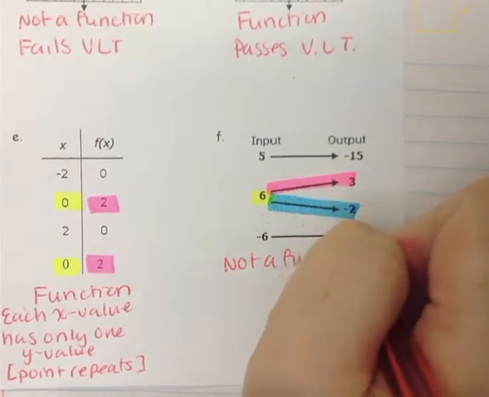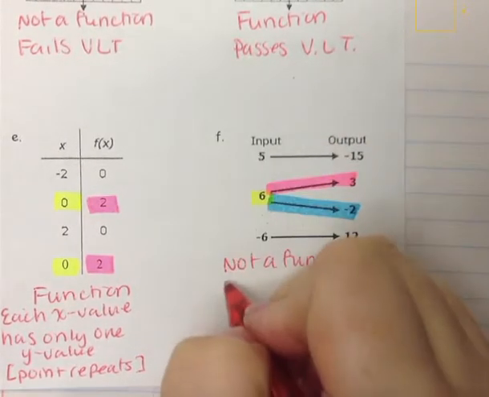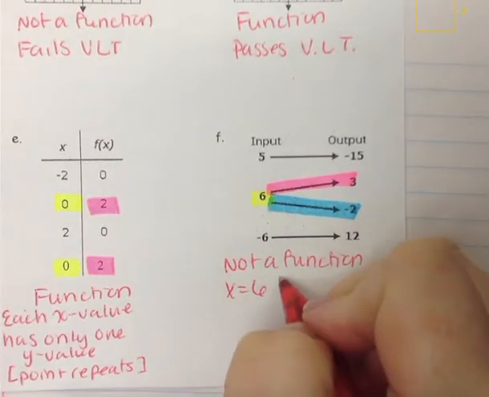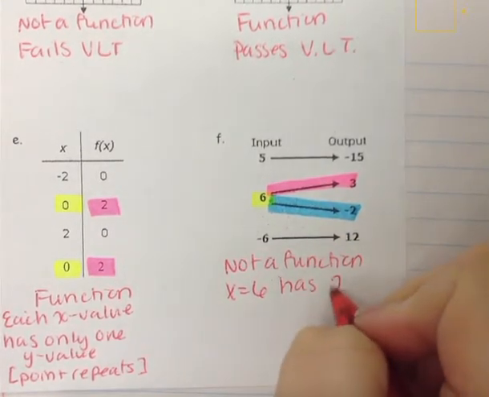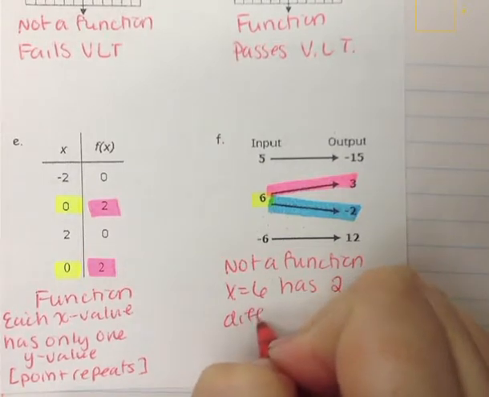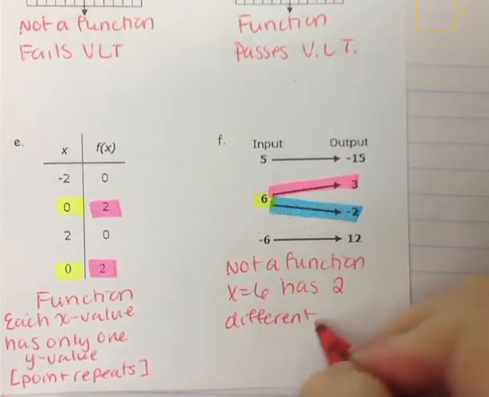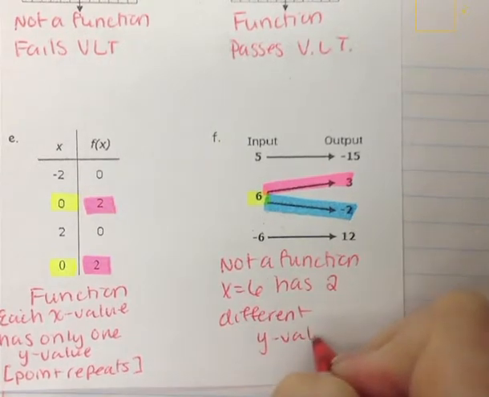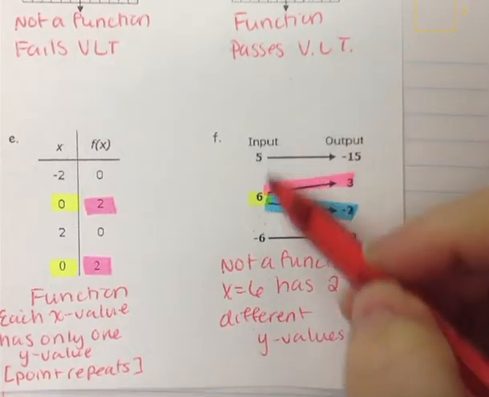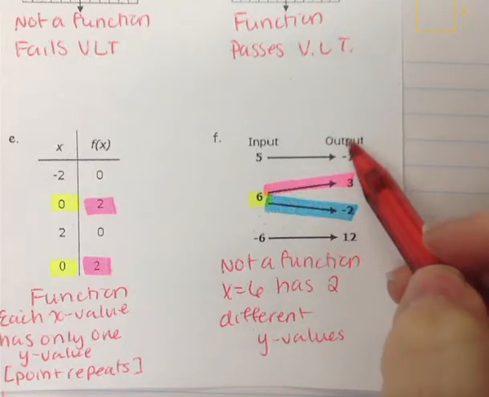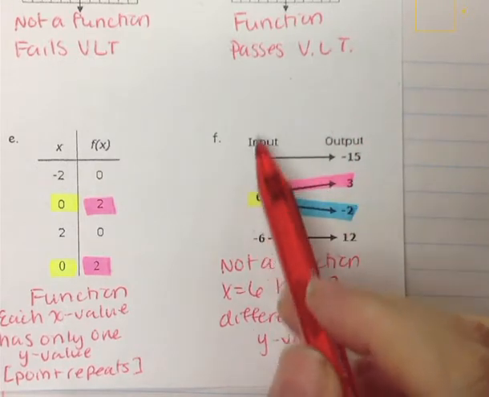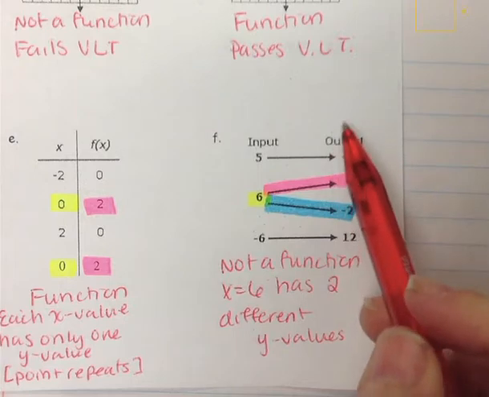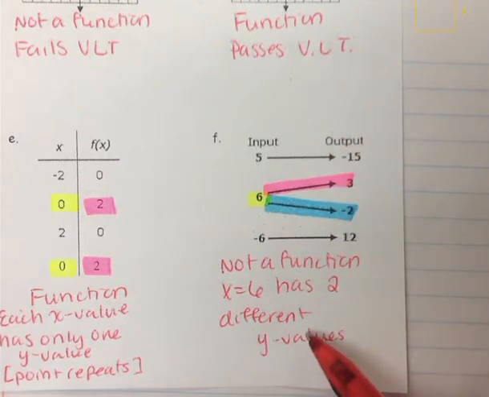This is not a function because that x equals 6 has two different y values. Now this is also saying that the input of 6 has two different outputs, but the input is generally known as the x's and the output is generally known as the y's. So this is how you can tell if a graph or a table is a function or not.